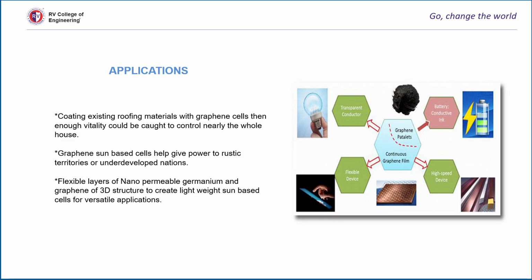The applications of graphene solar cells. Coating existing roofing materials with 3D graphene cells, then enough energy could be captured to power almost the entire house. 3D graphene solar cells would also help provide electricity for rural areas or third world countries. Flexible layers of nanoporous germanium and graphene of 3D structure can produce lightweight solar cells for mobile applications.